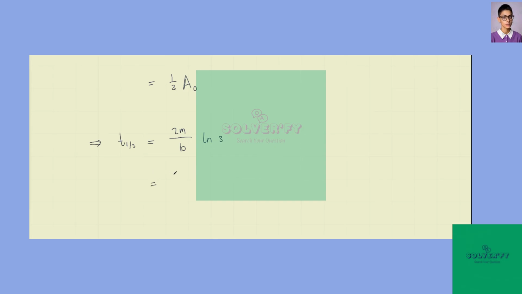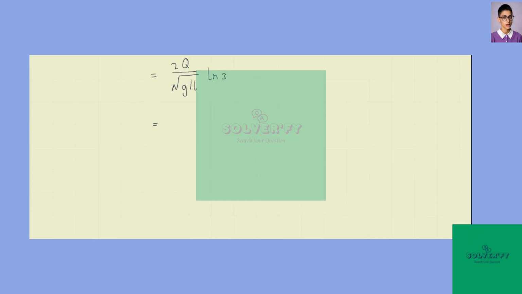And so we can write this as 2Q divided by omega naught times the natural log of 3, which is 2 times the quality factor Q divided by the square root of g over L times the natural log of 3. And so since we have the quality factor and we have the length of the pendulum, we can calculate this time.